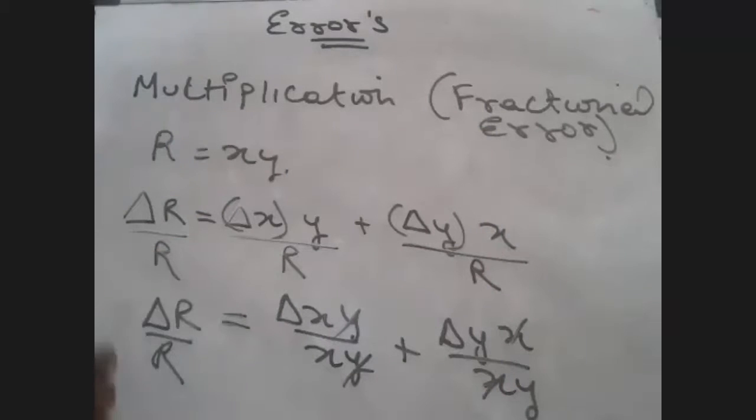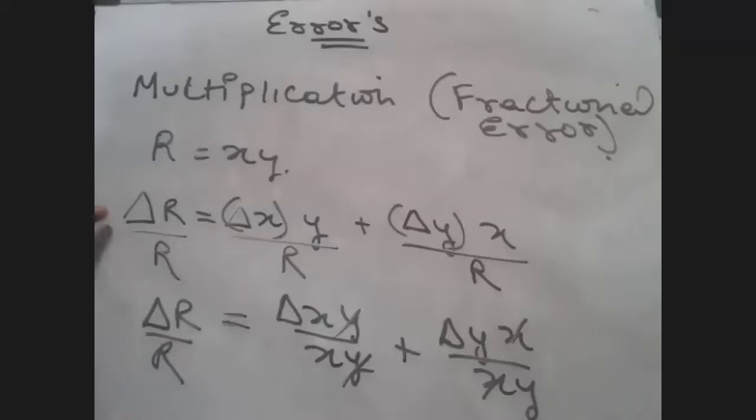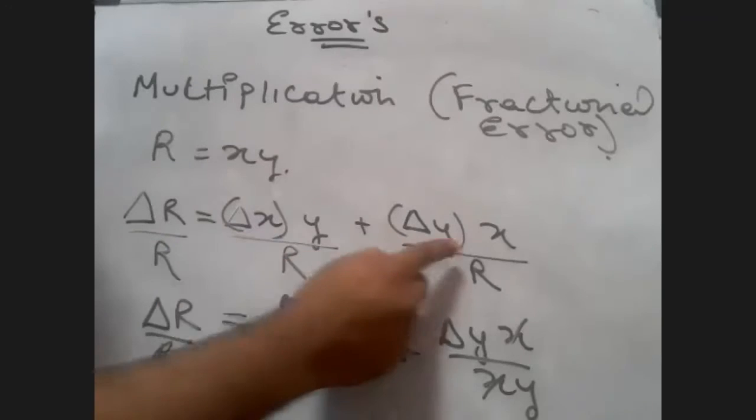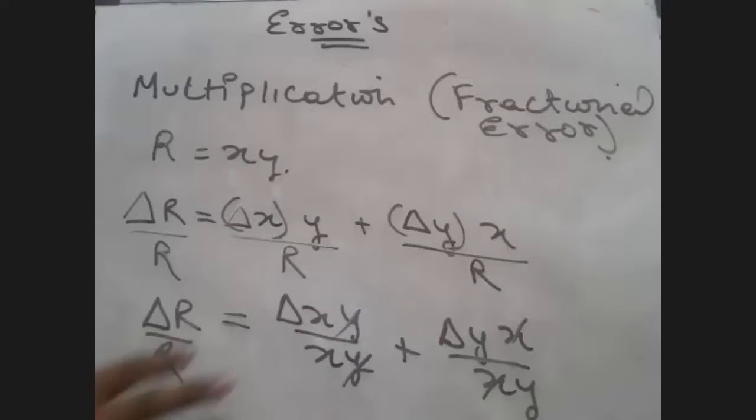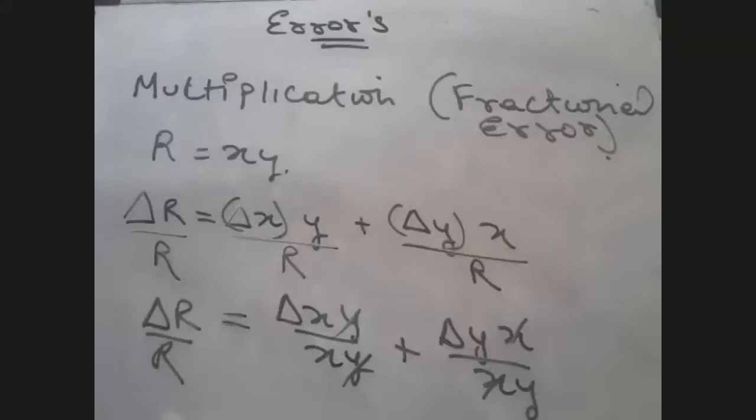So look here. Why is it called fractional error? Because we are dividing it by r here. Otherwise, what it would have been? Delta r equal to delta x into y plus delta y into x. Remember here. Now this fractional error, delta r upon r, is equal to what, students? Delta x upon x plus delta y upon y. I want you to remember this. This will make life easy.